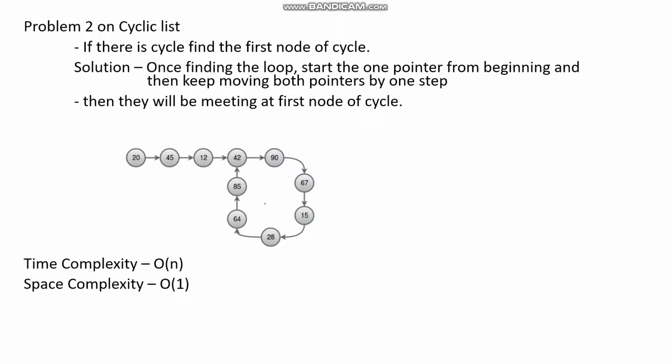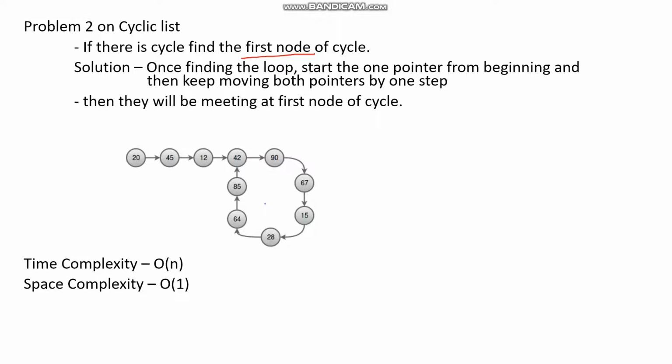Now there is another problem related to the cyclic linked list. If there is a cycle, find the first node of the cycle. So after finding out the linked list has a cycle, then one more problem arises. This is finding the first node of the cycle. This is a bit of an extension of the Floyd cycle technique that we used earlier to detect the cycle. We will be using the same mechanism.